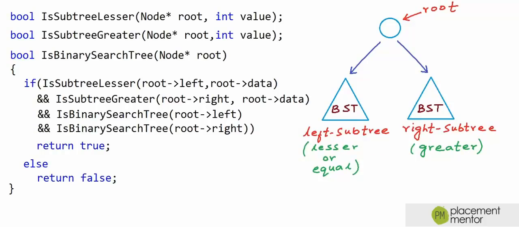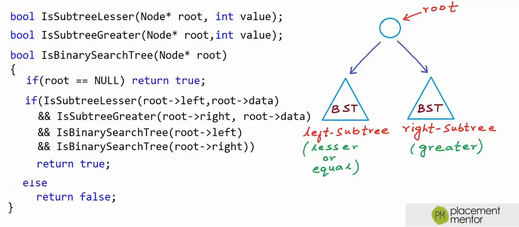There is only one thing that we are missing in this function now. We are missing the base case. If root is null, that is, if the tree or subtree is empty, we can return true. This is the base case for our recursion where we should stop. With this much code, the isBinarySearchTree function is complete. But let's also write isSubTreeLesser and isSubTreeGreater functions because they're also part of our logic.